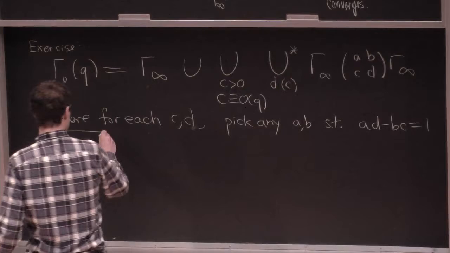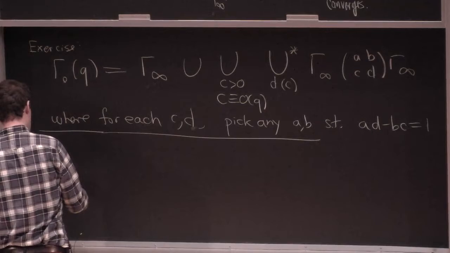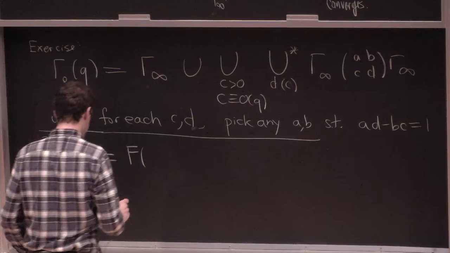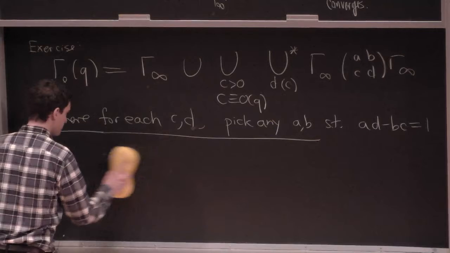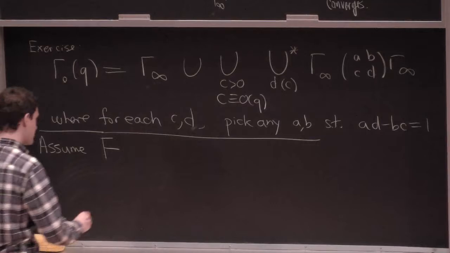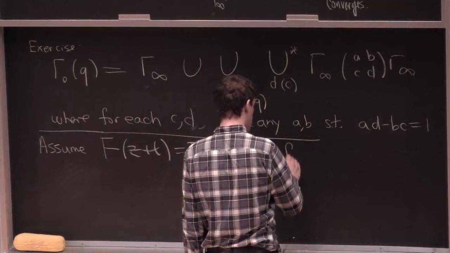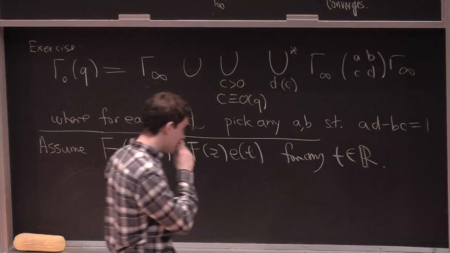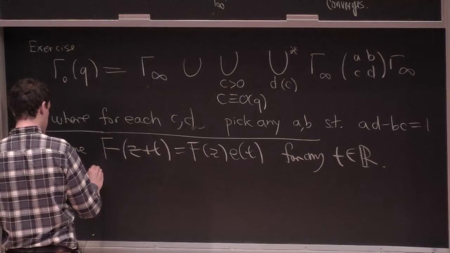Then we can just use this to expand this sum, P_f,m of z. Maybe before I expand the sum, let me add one more hypothesis. Let me assume that this function f, which we haven't chosen whatsoever up to this point, satisfies the following transformation rule: f of z plus t is equal to f of z times e of t for any real number t. So z can be complex, but t has to be real. And I can always write gamma of z as az plus b over cz plus d.